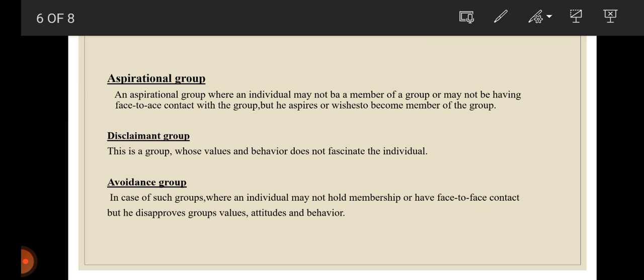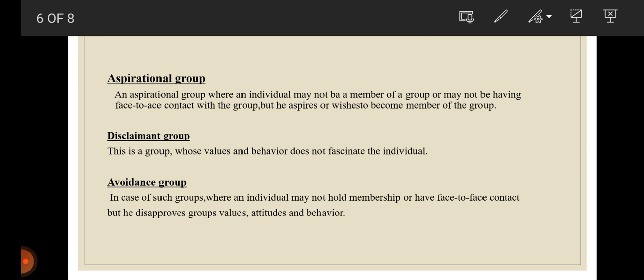Next is aspirational group. A group where I aspire to be part of that group. An aspirational group is where an individual may not be a member of a group or may not have face-to-face contact with the group, but he aspires or wishes to become a member of that particular reference group. Disclaimant group. This is a group whose values and behavior do not fascinate the individual. Our interests and their interests are very much not similar, they are very opposite. So it's a disclaimant group.